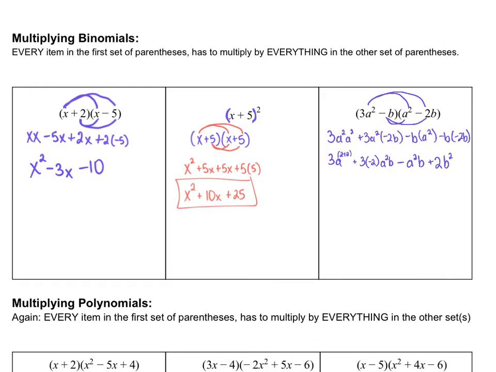All right, so let's keep on simplifying. We have 3a to the 4th. Now positive 3 times negative 2 is a negative 6 a squared b minus a squared b plus 2b squared. All right, and now there's one thing that we can do. I noticed I have an a squared b and an a squared b. So those are like terms, and I can combine them. So 3a to the 4th minus 7a squared b plus 2b squared.